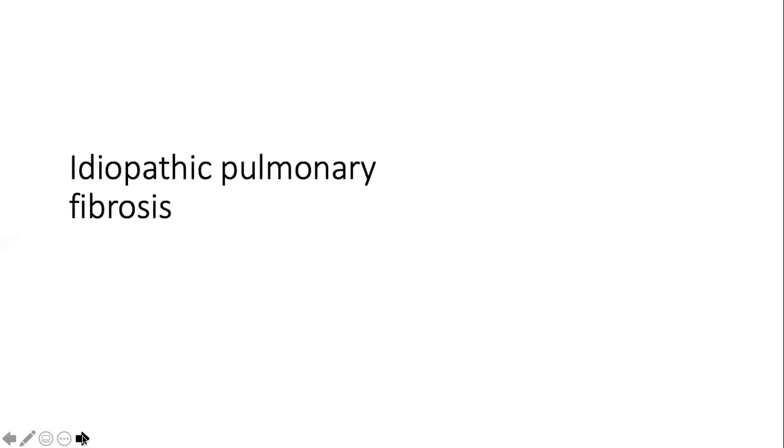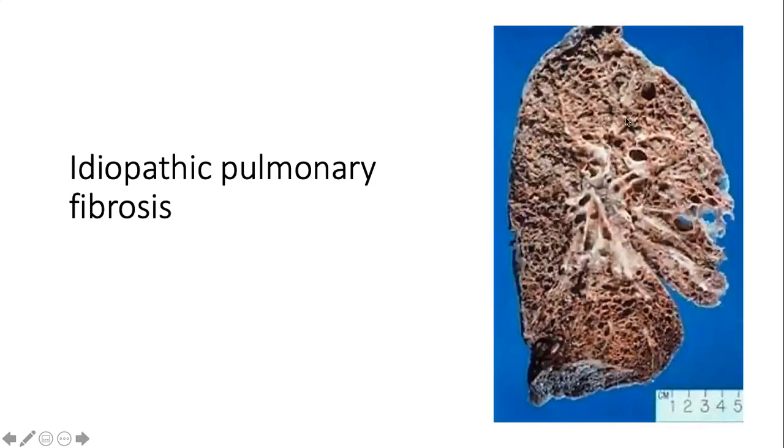So pathologically, the gross changes in the lung in interstitial lung diseases can vary depending on the severity of the disease and also the underlying etiological factor, but all will show fibrosis. This is a lung from a patient with advanced idiopathic pulmonary fibrosis, and you can see there is extensive fibrosis of the lung.